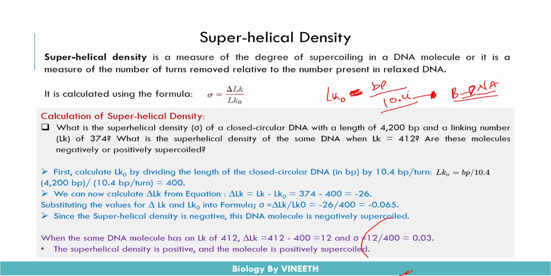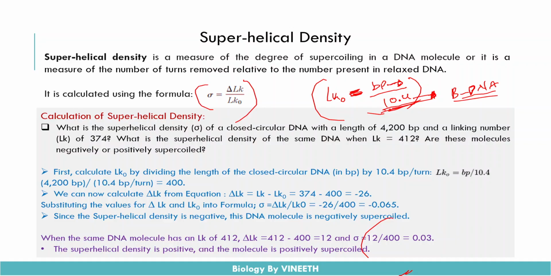So we consider the normal denominator as 10.4 only, which represents the B DNA. The base pairs will be the total number of base pairs present in the circular chromosome. This gives the initial linking number, and then you can find the superhelical density.